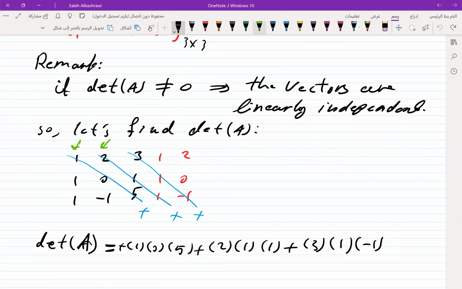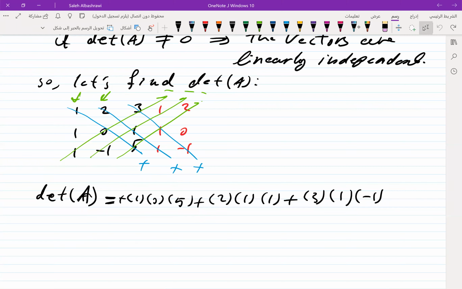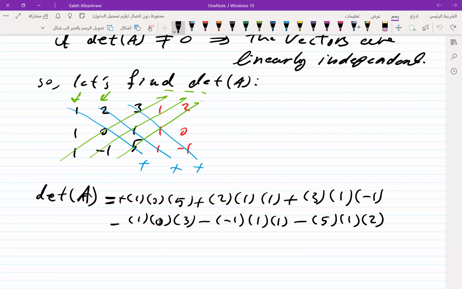Now go to the opposite direction. The upper diagonal, this one with this one and this one, and it is a negative sign. It will be minus 1 times 0 times 3. This is the first one. Minus 1 multiplied by 1 by 1. Minus 5 multiplied by 1 by 2.